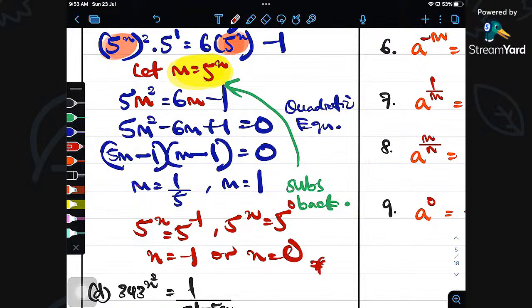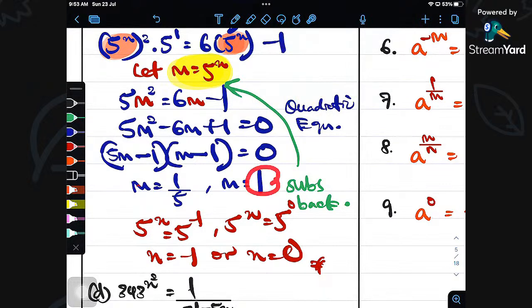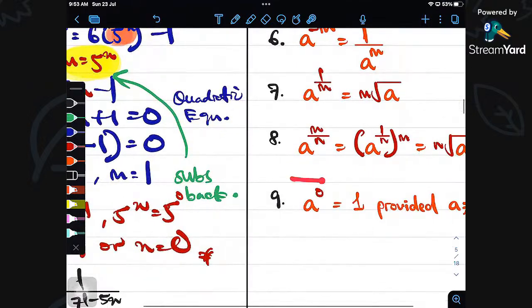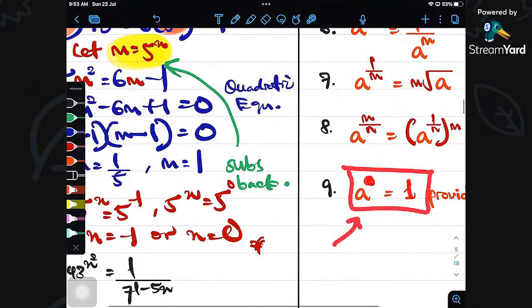I'm sorry, I'm a bit faster because I don't have enough time. All I can say is that this number 1 change into 5 to the power of 0. Sebab apa? Saya nak dia sama base. Apabila dia sama base, saya boleh compare the power. That's why my answer is x equals to 0. If you do not know it, whatever number is to the power of 0 gonna give us 1. All of us know that.